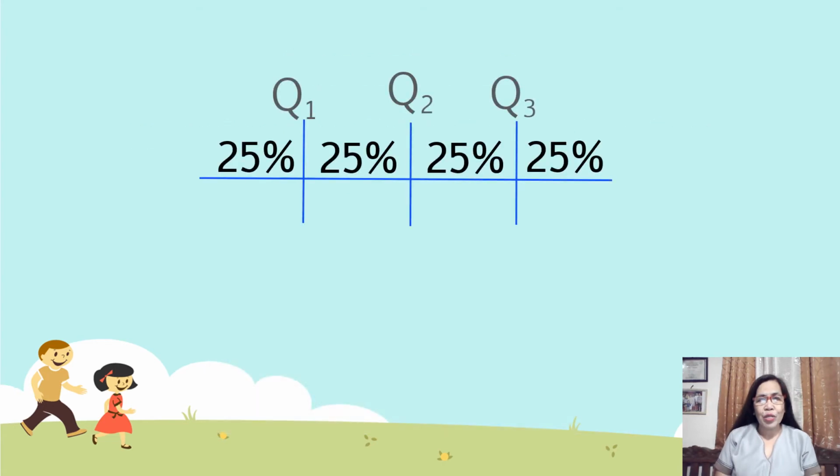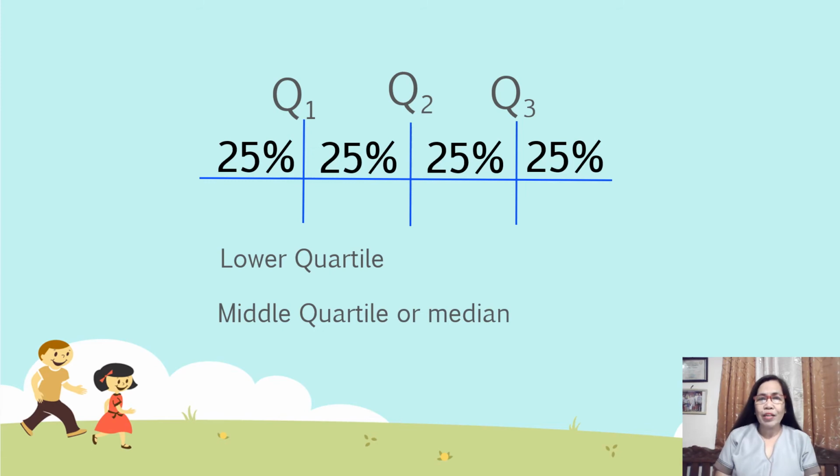As you can see in the illustration, we have here one whole divided into 4 equal parts, wherein each part has equivalent of 25%. And for the first quartile, we can say it is also called a lower quartile. Then the middle quartile, or Q sub 2, is also known as the median, and the upper quartile, which is also the Q sub 3, or the third quartile.